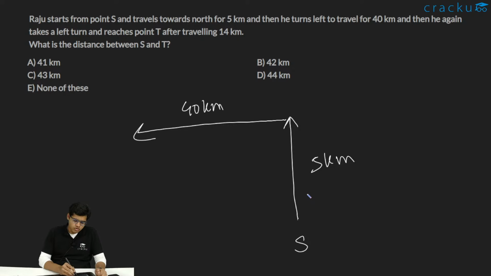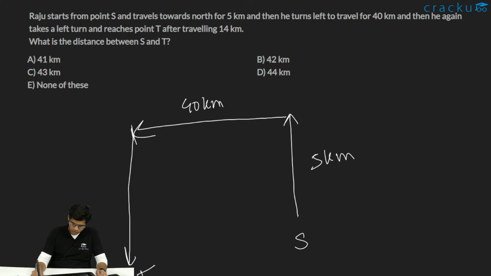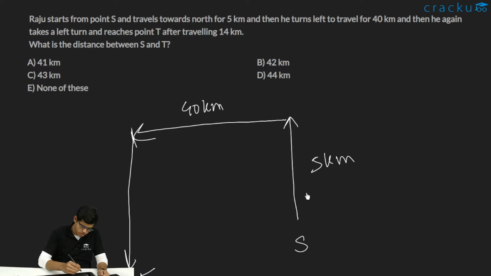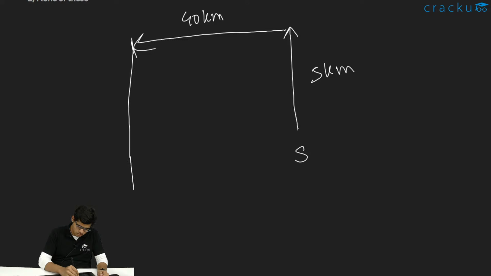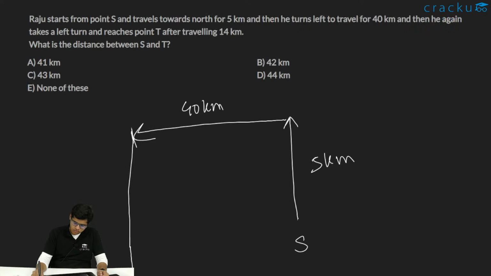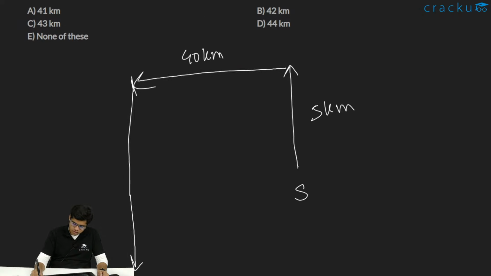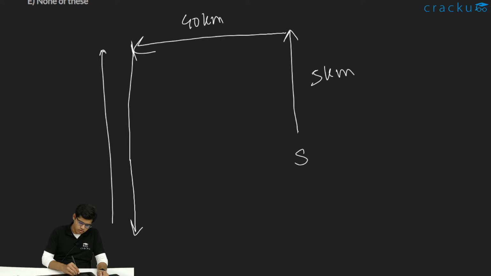Right? So he has reached this position. And then he again takes a left turn. So now he is again taking left, means now he will come down. So he is coming down. Reaches point T after turning 14 kilometers, which means, let me raise this a bit. Yeah, so this is 14 kilometers in total.